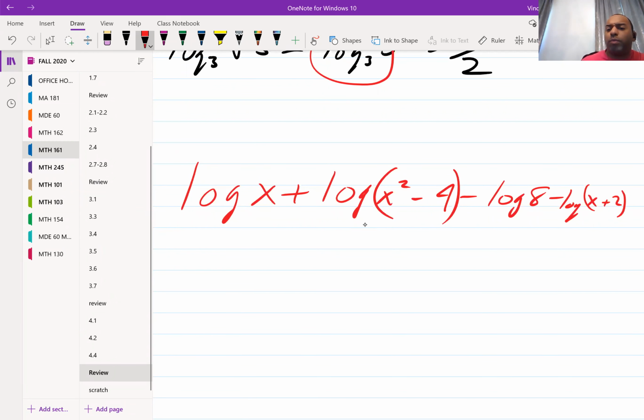All right, so do we want to condense this? Is that what we're trying to do? Make it a single log? Yes. Okay. I'm going to write it as a single log.